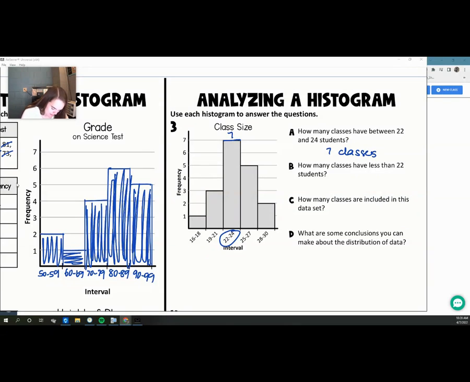Letter B. How many classes have less than 22? Well, less than 22 is this section as well as this section. 16 to 18 has 1. 19 to 21 has 3. So when we add those together, we have 4 classes.